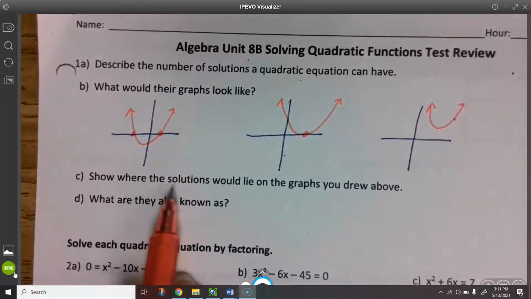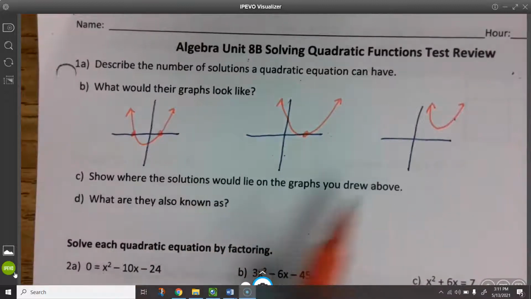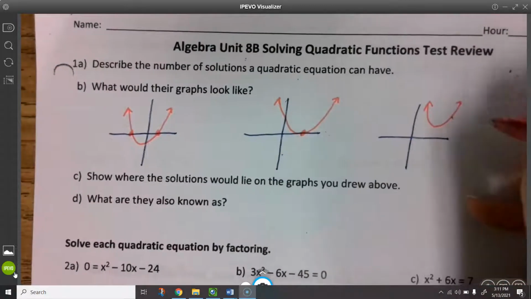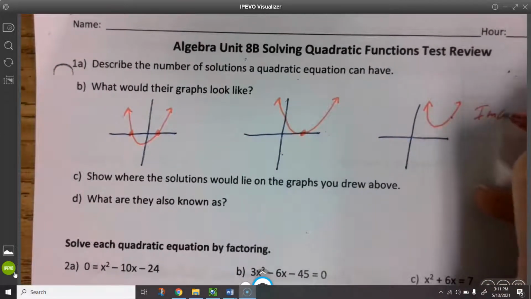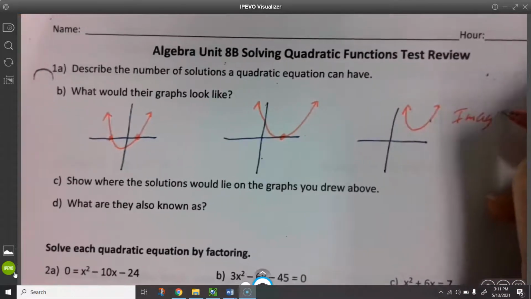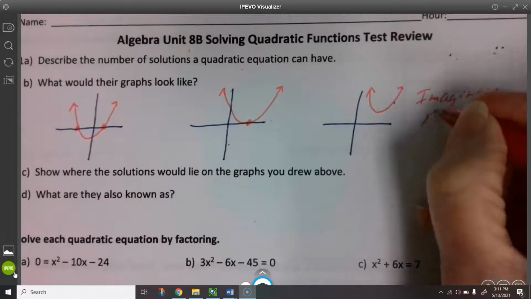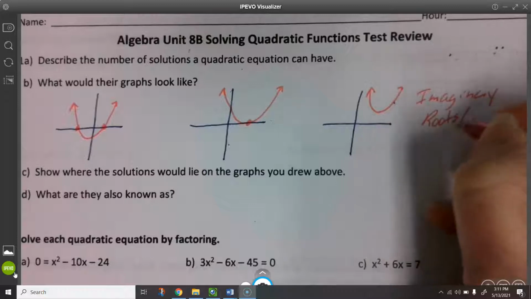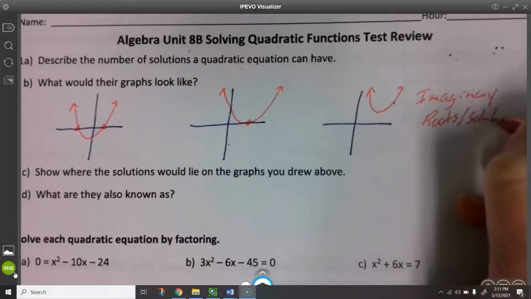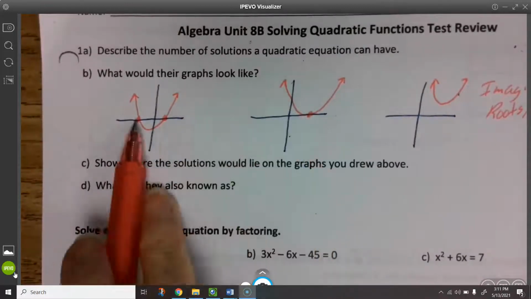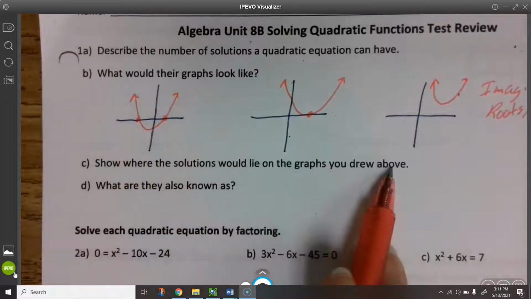Okay? Show where the solutions would lie on the graph that you drew above. So this is where our solutions would lie. On this one, remember, this is imaginary roots. So we are not prepared to answer that question yet. These are imaginary roots or solutions. So they don't have x-intercepts. The solutions for these two would be where it crosses the x-axis.